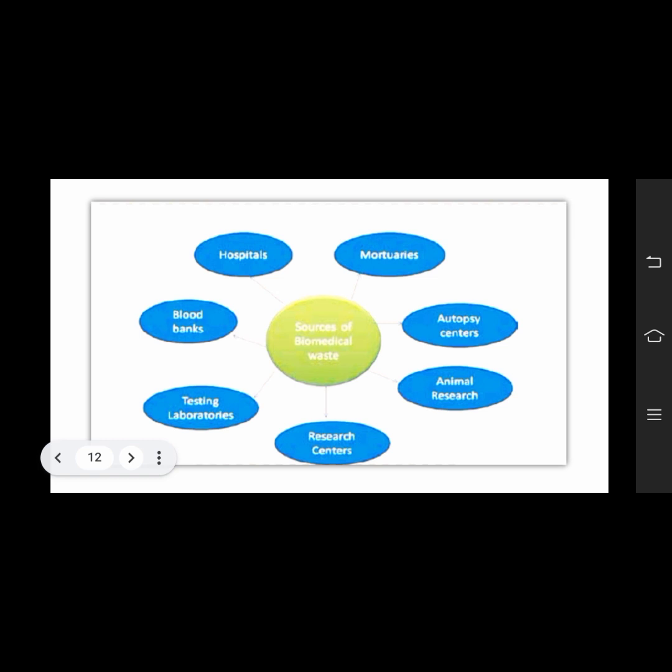And then research centers, as I've mentioned in the previous slide, where there is cytotoxic waste. All this cytotoxic waste will be generated from these centers. And also the testing laboratories, the diagnostic labs, all those will generate waste products like biomedical waste sources.